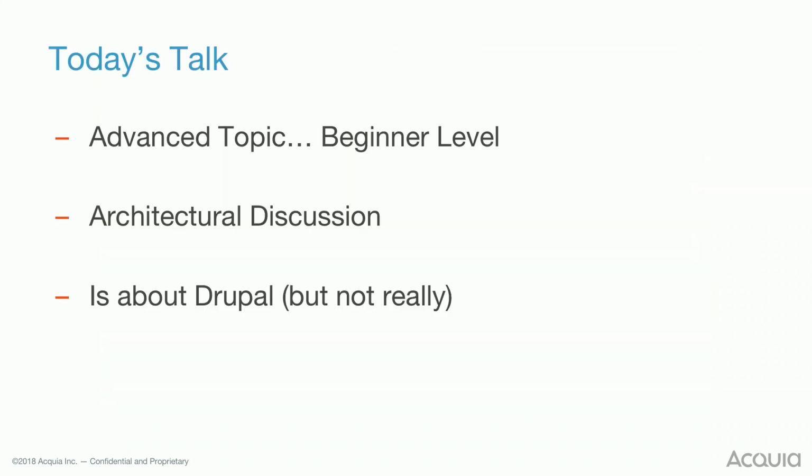Today's topic is fairly advanced in the sense that we're talking about moving large quantities of data, but I'm going to try and do this at a beginner level. We're going to keep this at an architectural discussion. I'm going to show you a little bit of code, but mostly we're going to be talking about approach: things that have worked, things that haven't worked, things that you definitely want to avoid. And even though this is a Drupal talk, it's not really that much about Drupal. I'll throw that out there now. We will talk about Drupal, but this is not a how-to on Drupal with digital signs.